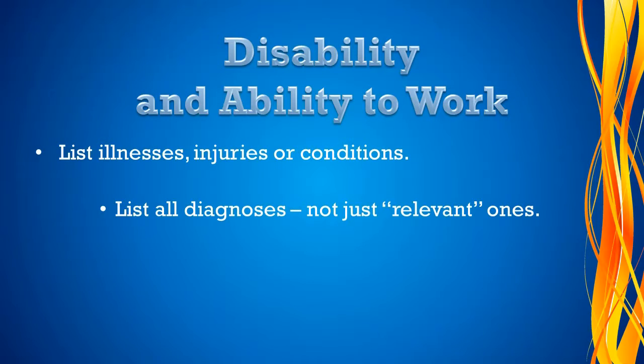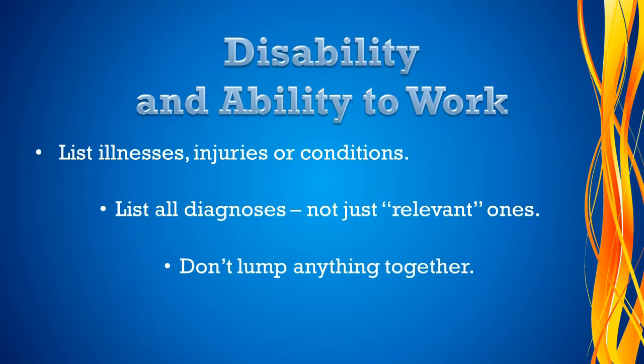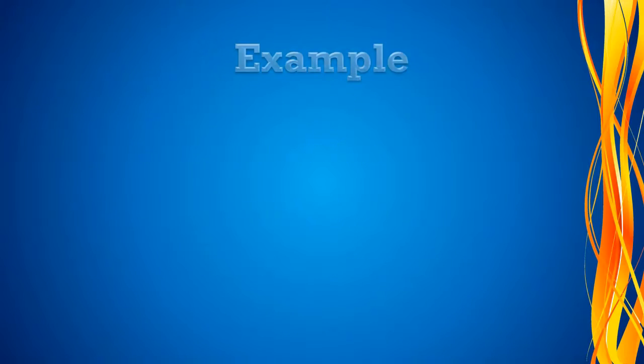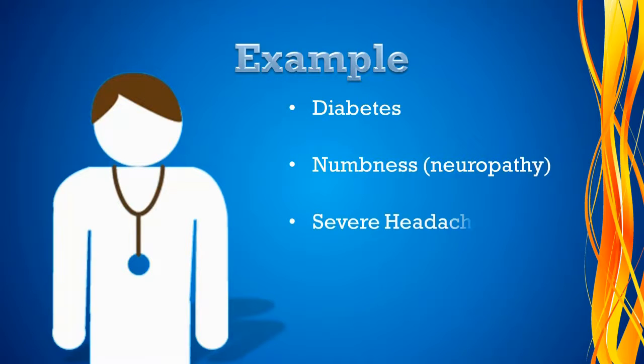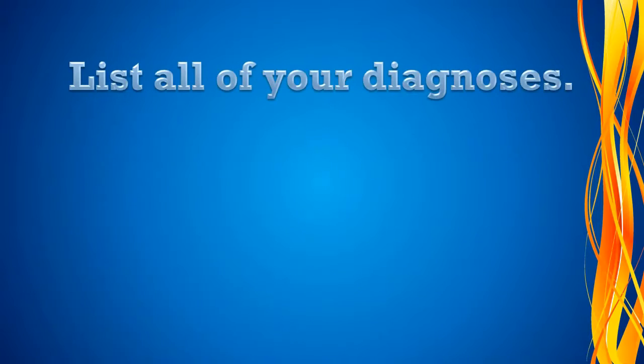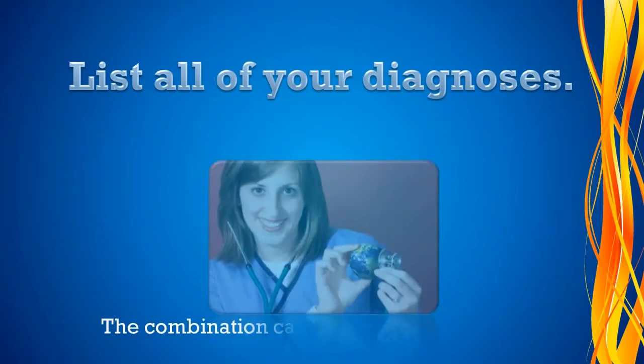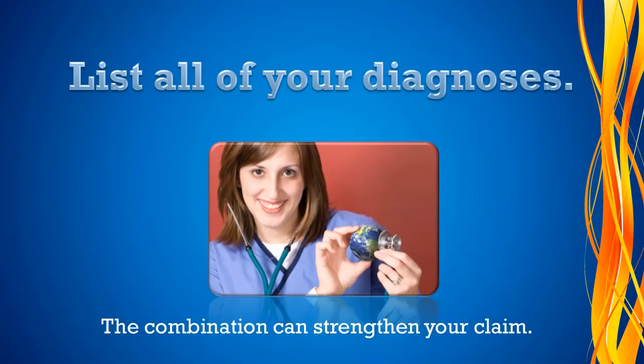It's important that this list be as detailed as possible. Don't lump any of them together. They must be listed separately, starting with the most disabling. For instance, if you have diabetes and symptoms related to diabetes, such as numbness in the hands and/or feet, known as neuropathy, severe headaches, vision problems, and fatigue, you should list these as 5 separate conditions. Make sure all the diagnoses are listed even if you do not feel they are relevant. A combination of diagnoses can add strength to your claim.